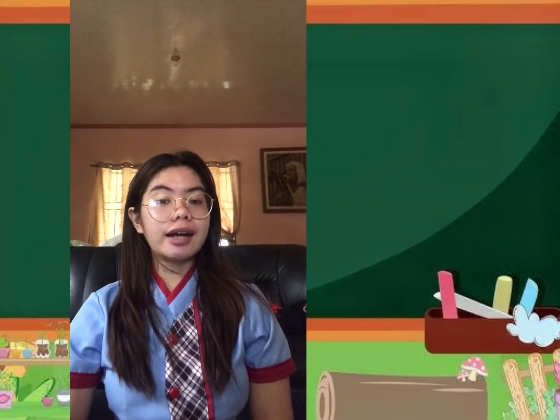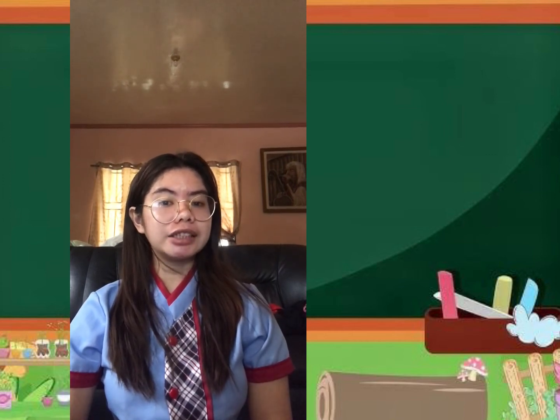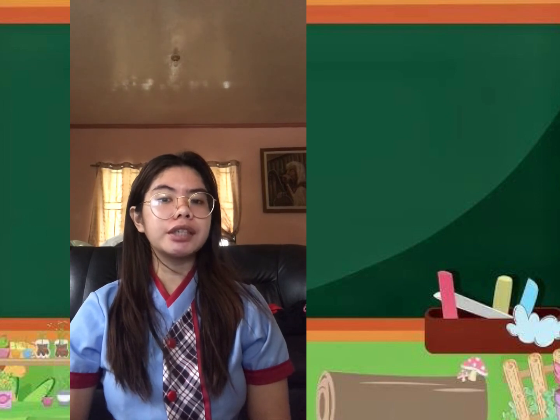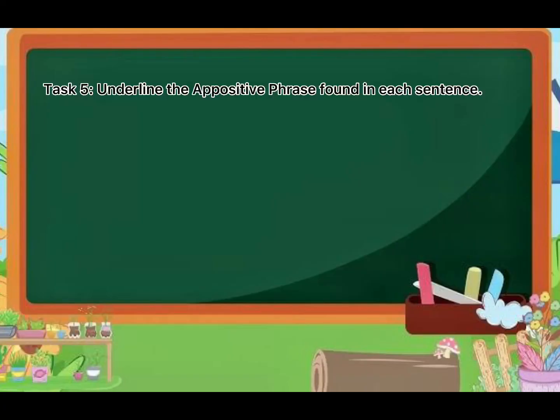Since we're done discussing the different types of phrases, now in this part of the lesson, it is your task to practice what you have learned from the previous activities and discussion. Be sure to read all the instructions carefully and answer correctly what is being asked in each task. Task number 5. Underline the appositive phrase found in each sentence. Again, I only give you 5 seconds to think in each sentence.